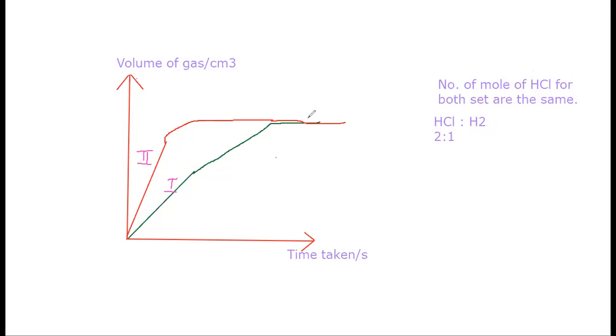Now, when I want to determine which line is for which set, then we are going to see, oh, for set 2, the temperature is higher, so the rate of reaction will be higher. Therefore, the line with the higher gradient will be the line for set 2, which has higher rate of reaction. The line which has lower gradient, which is the green one, is for set 1, because set 1 has lower rate of reaction. Okay?